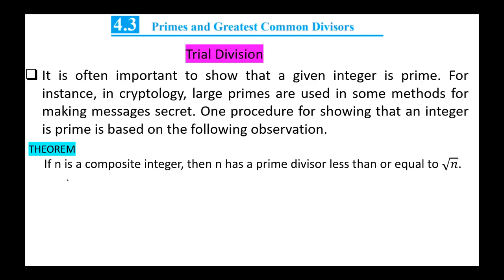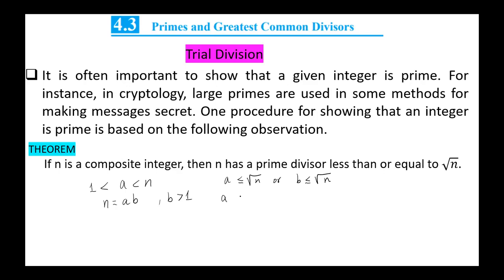root of n. To prove this theorem, we know that if n is composite, then by definition, it has a factor a, with a less than n and greater than 1. By definition of a factor of a positive integer, we have n equals a multiplied by b, where b is a positive integer greater than 1. We will show that a is less than or equal to the square root of n, or b is less than or equal to the square root of n.